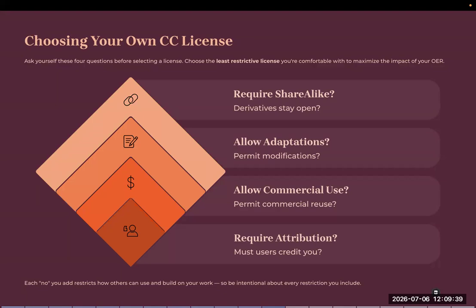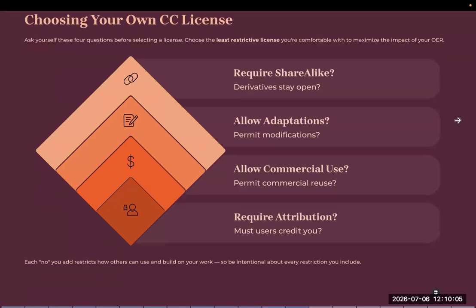Are you going to allow others to adapt it? Usually that's required for OER. Are you going to allow them to share it, or do you want them to share it under the exact same license? The only time you don't want derivatives is when it's something that's going to protect a minoritized group. So sometimes firsthand stories, people from minoritized or marginalized populations, they might need protection. And so sometimes that requires something a little different.